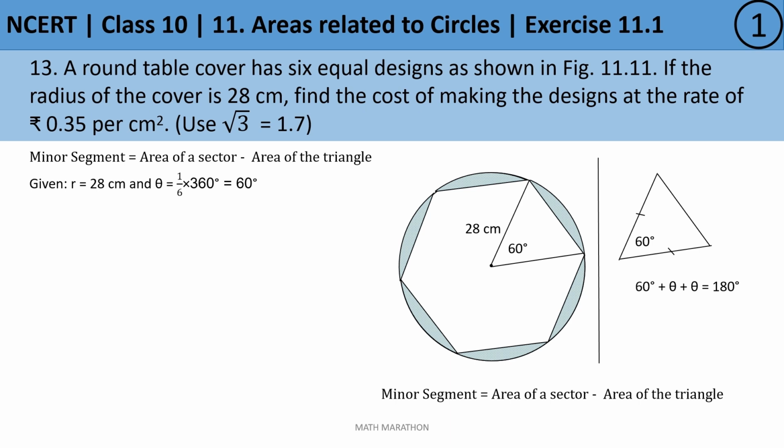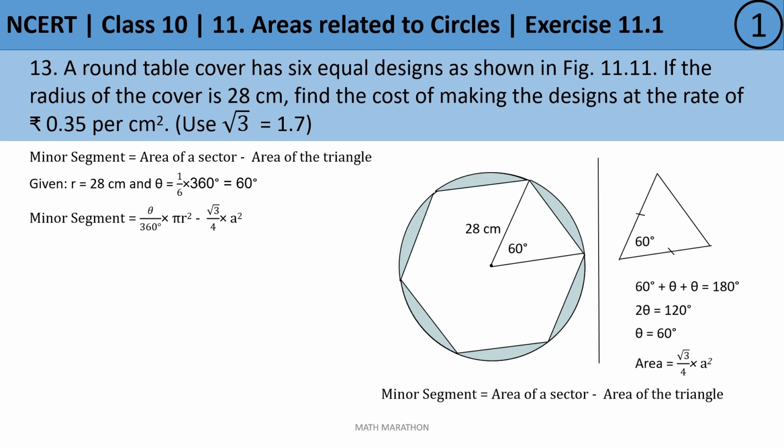So, 60 plus theta is 180 degree. Let us subtract 60 on both sides of the equation. We get 2 theta is equal to 120 degree. Let us divide the equation by 2. We get theta is equal to 60 degree. So, all 3 angles are 60 degree. So, all 3 sides are equal. So, the triangle is an equilateral triangle. Area of an equilateral triangle is root 3 by 4, a square.